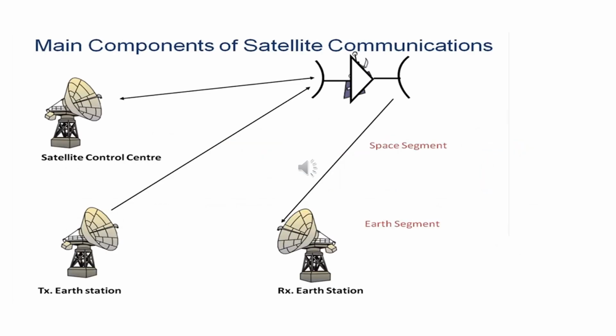After the frequency spectrum, we will see the main components of satellite communications. The very first one is the Earth station, then one satellite will be there, and the satellite control center will be there. This is the space segment, and the earth segment will be there. So if two stations want to communicate with each other, both stations should see that particular satellite system.